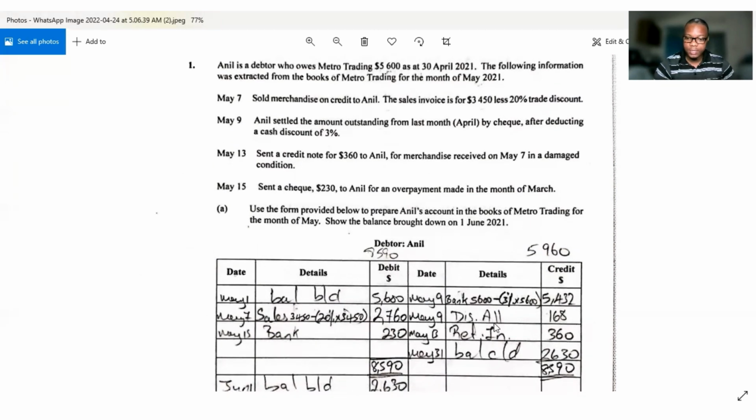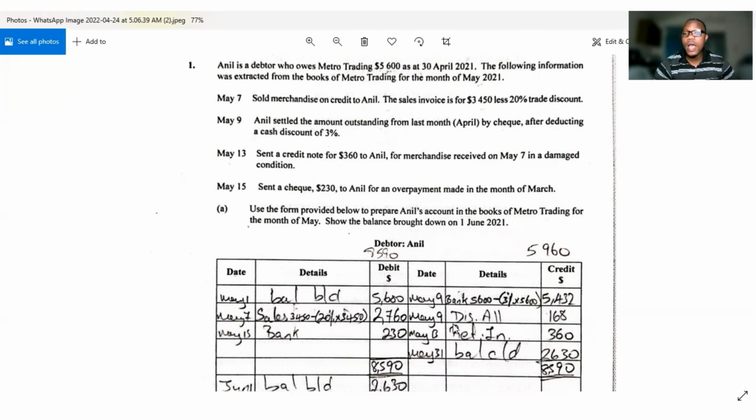So on your calculator, you type in 0.03, or you can say 3 divided by 100, multiply by 5,600, and that should give you $168, right? And you're going to subtract the 168 now from the 5,600, right, which would give you 5,432.